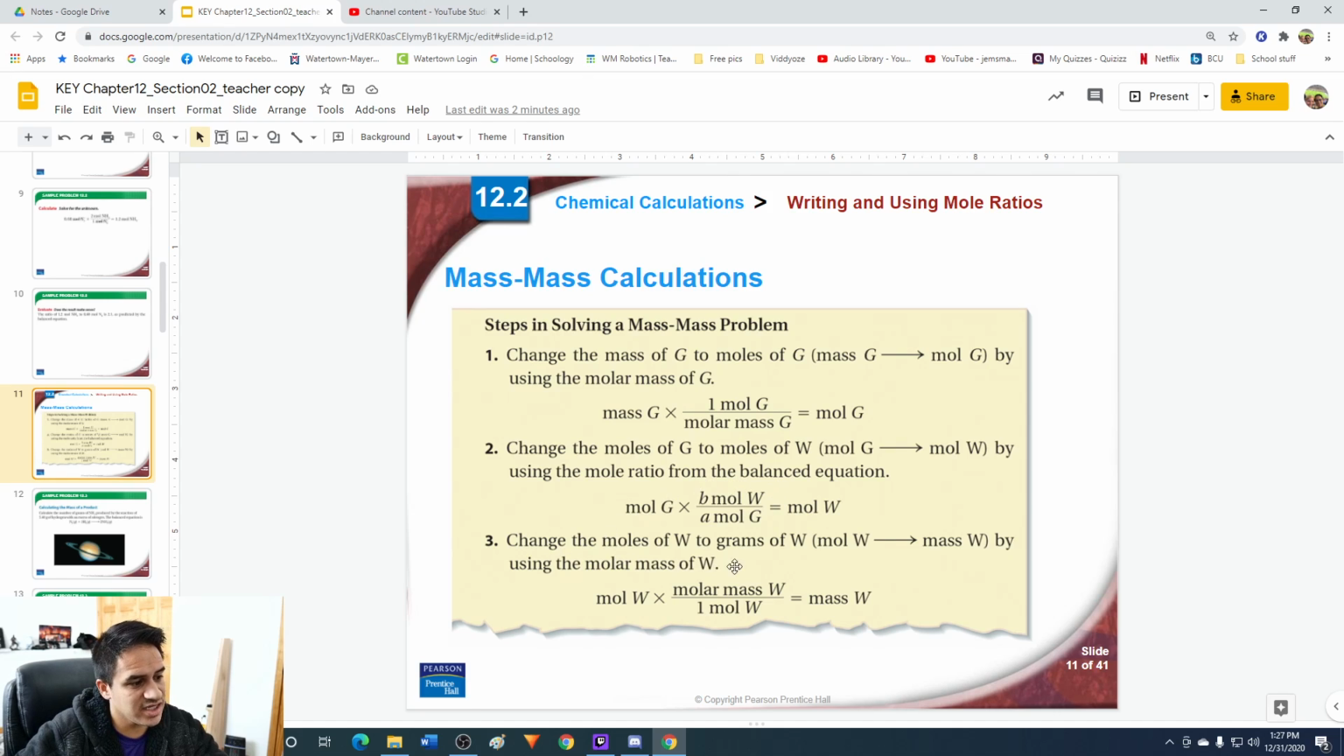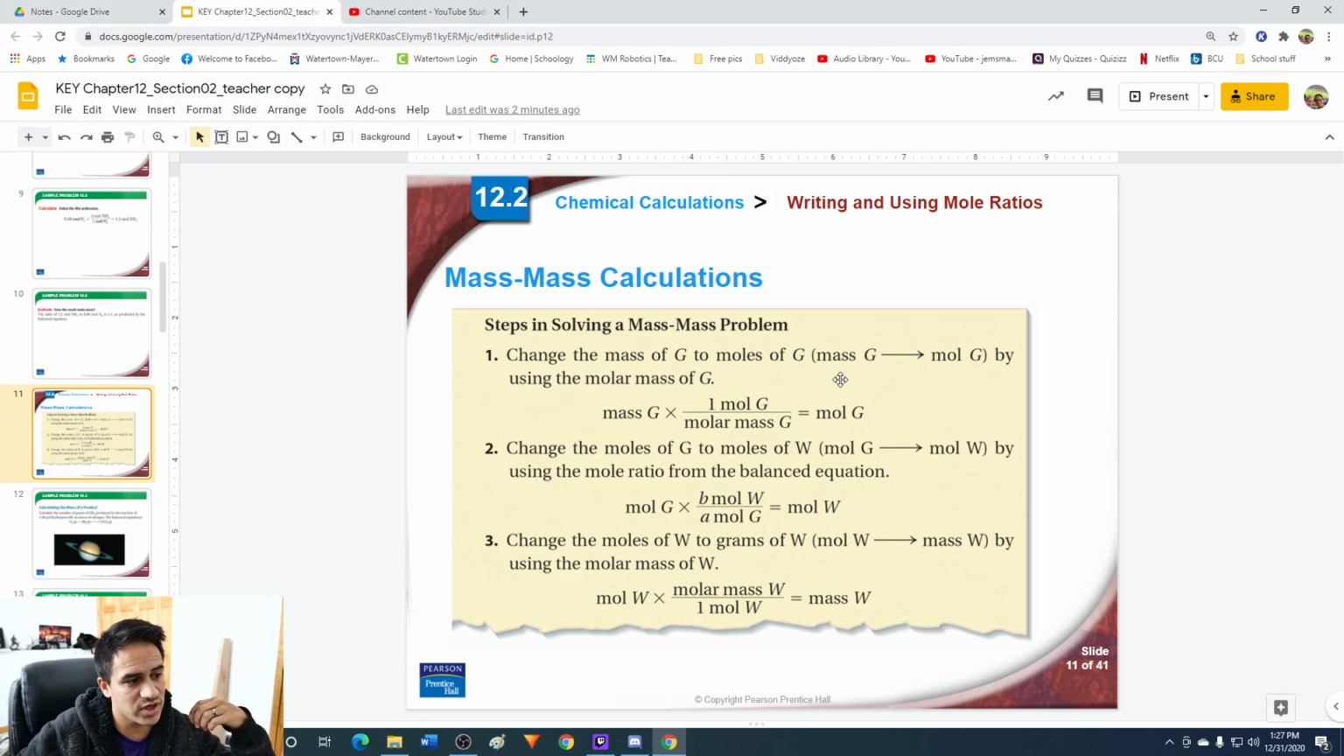And then lastly, you'll convert your moles of that material that you just calculated into whatever unit the problem wants you to end in. So if they want to find a mass, you'll need to take the moles of that material and convert it back into grams by using molar mass. If they want you to find liters of that material, you'll need to take your moles and convert that into liters using molar volume. Or if they want you to find some type of particle like molecules or atoms, you'll need to take your moles and convert it into molecules or atoms by using Avogadro's number.